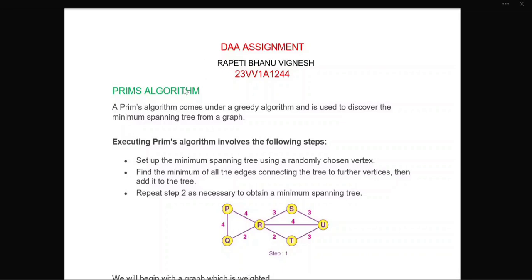Going to explain about Prim's algorithm, Kruskal's algorithm, and single source shortest path algorithm in greedy method. First of all, Prim's algorithm. Prim's algorithm comes under a greedy algorithm used to discover the minimum spanning tree from a graph.